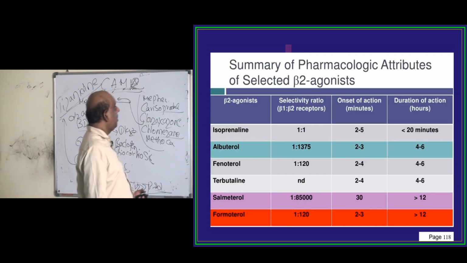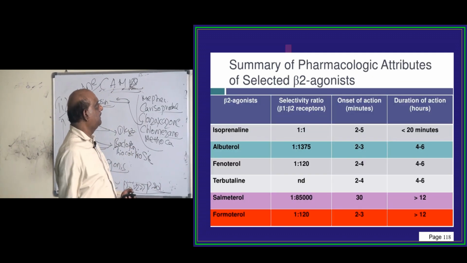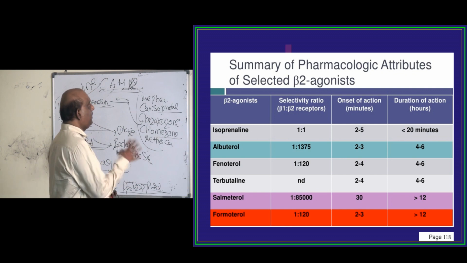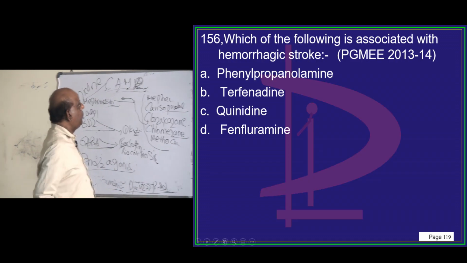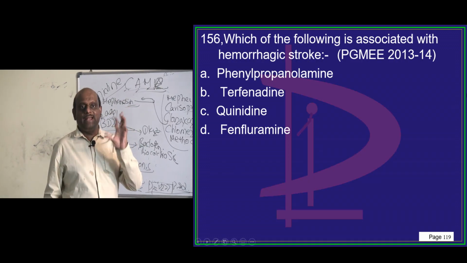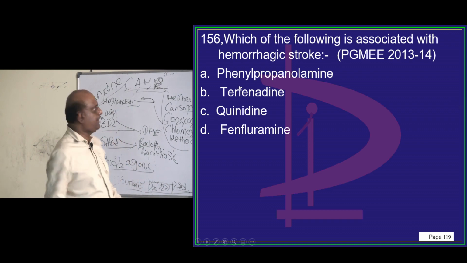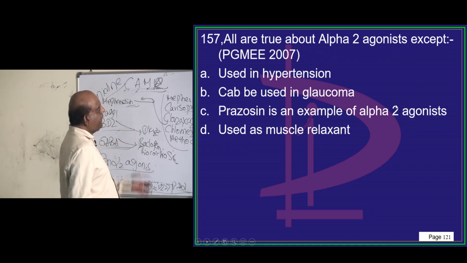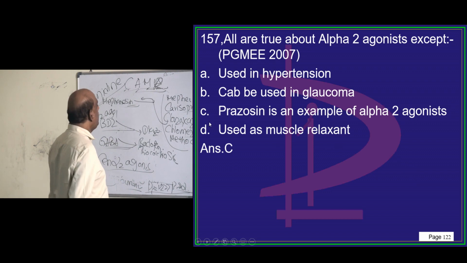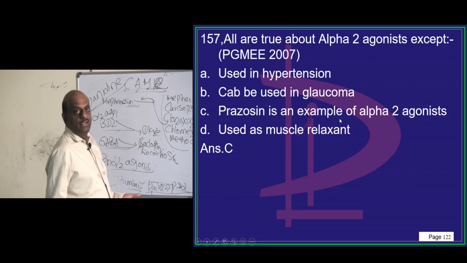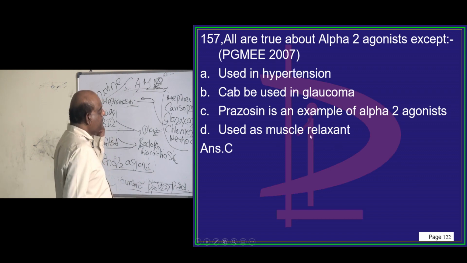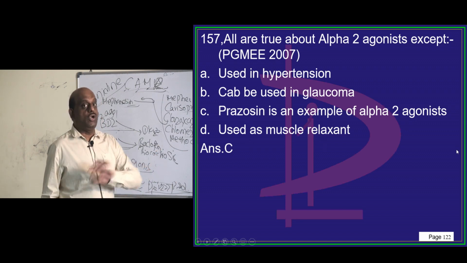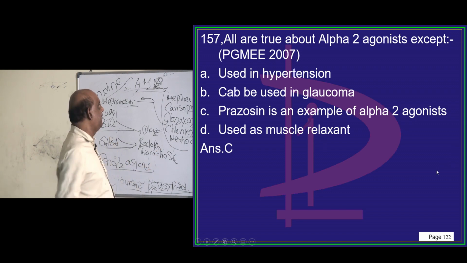So doc, I leave to you the literature, the summary of the various selective beta 2 agonists. Now, hemorrhagic stroke is implicated as an adverse effect of which important drug? Phenylpropanolamine. You have to be very careful. Then about alpha 2 agonists, what is accepted? Alpha 2 agonists are used in hypertension. They are used in glaucoma. They are used as muscle relaxants. But prazosin is not alpha 2, it is alpha 1, is what you need to remember.